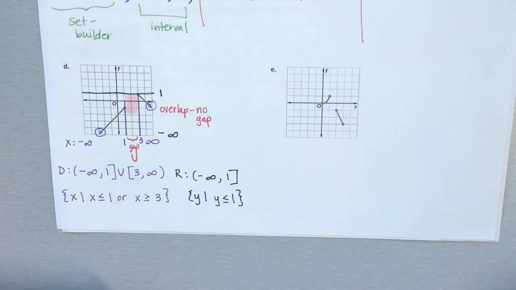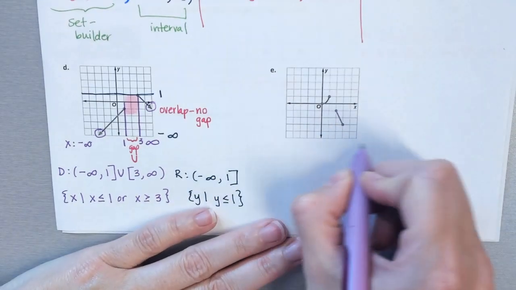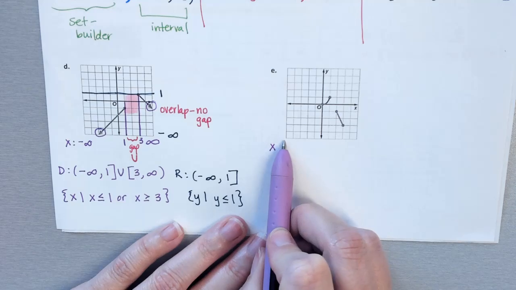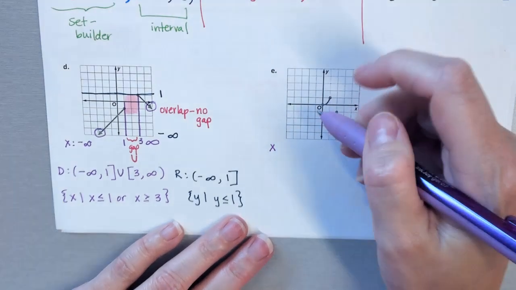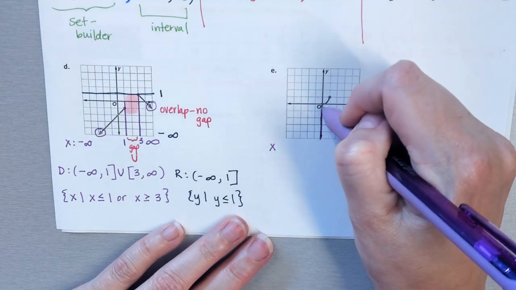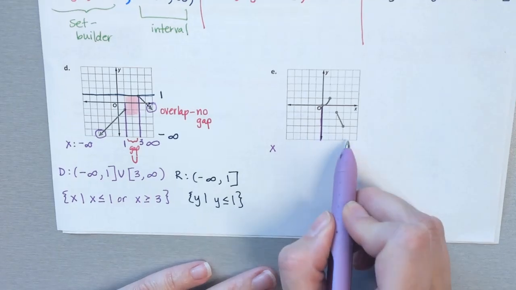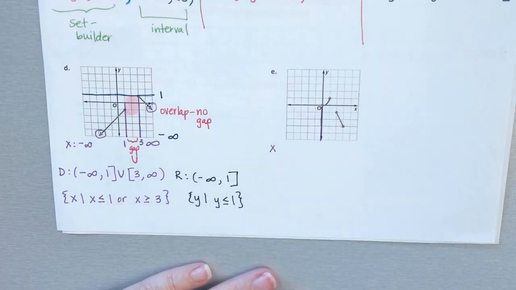Okay, and then for part E, we're going to do something similar. So again, we're going to look horizontally at the x's. Okay, so there's nothing here. This is where it starts. Okay, so can you guys label the intervals on the bottom and then we'll put them together?